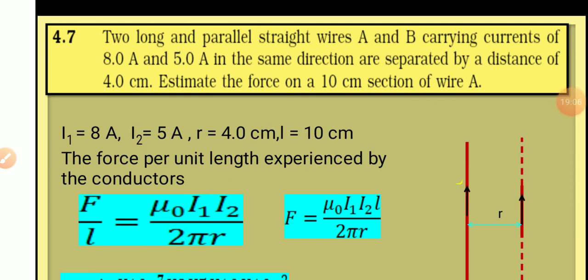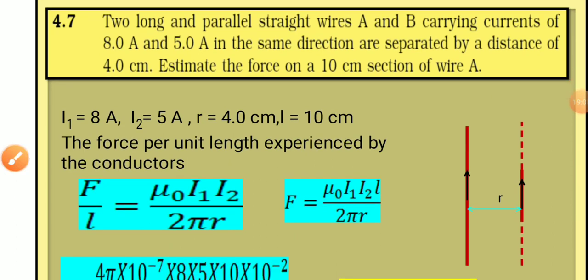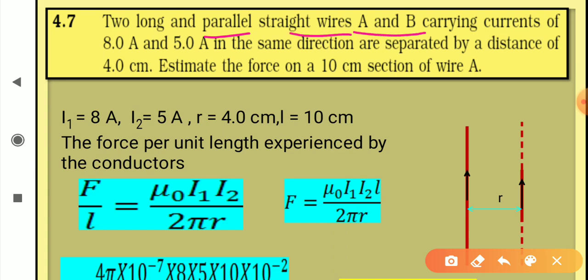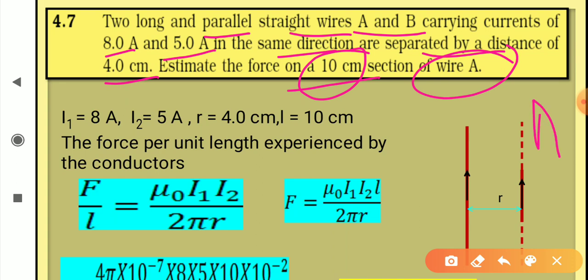Now the next problem. This again is your NCERT problem. Two long parallel straight wires A and B carrying currents 8 ampere and 5 ampere in the same direction are separated by a distance of 4 centimeter. Estimate the force on 10 centimeter section of wire A. Okay, so let this be wire A.